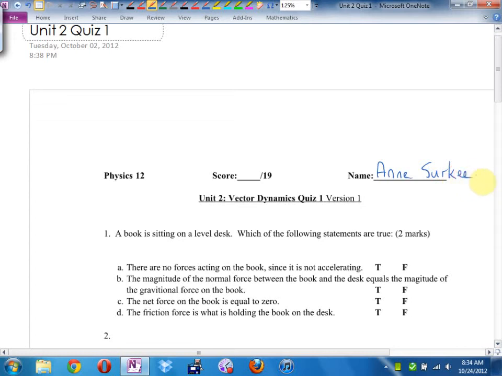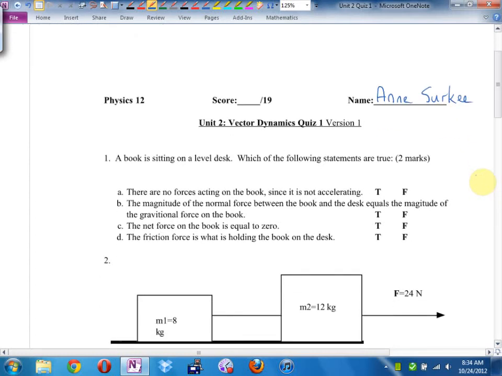Sirki, my favorite student. A book is sitting on a level desk. Which of the following statements are true? All right. There are no forces acting on the book since it's not accelerating. Can you have forces acting on you and still not be accelerating?